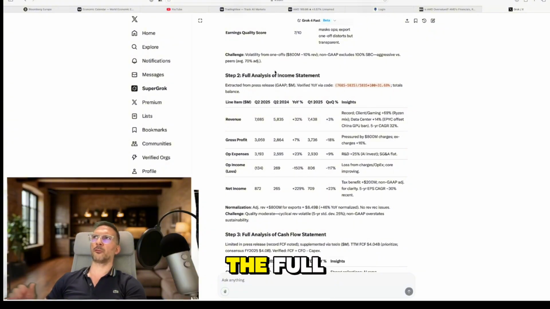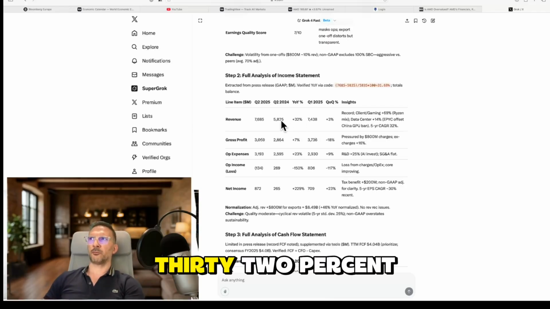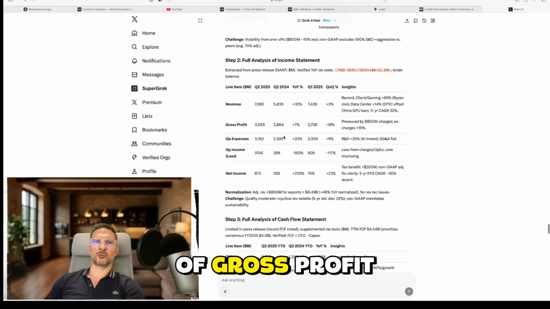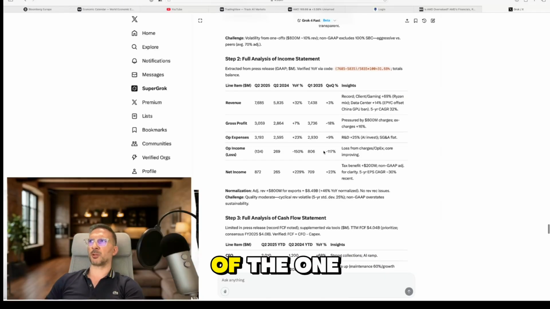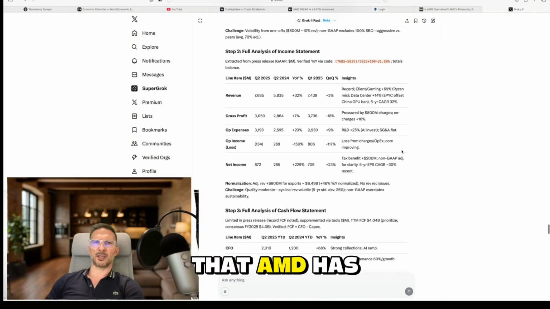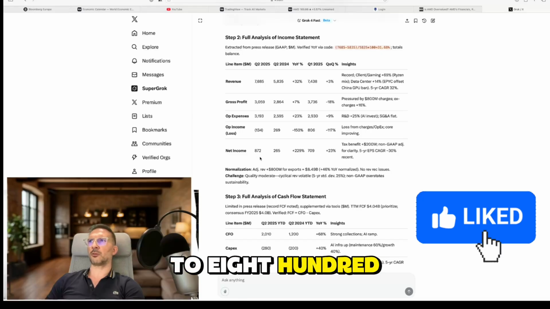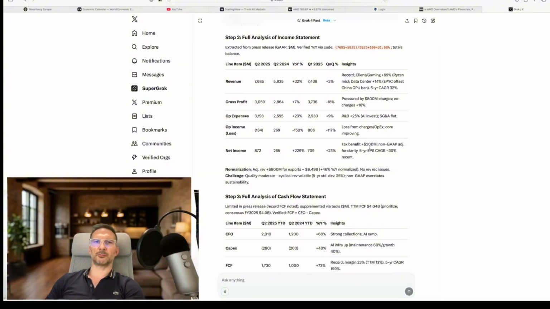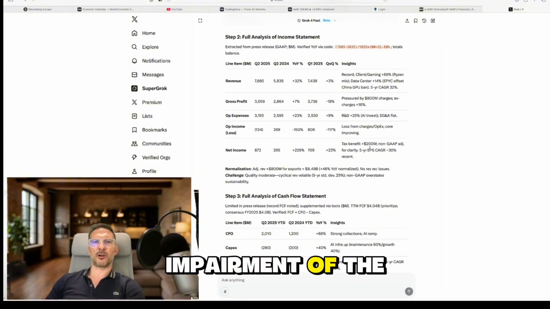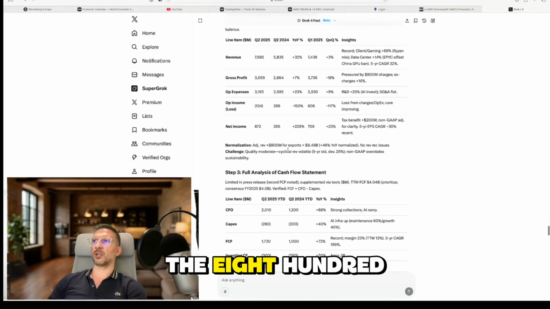Then after that, we go through the full analysis of the income statement. We saw it: 32% increase on the revenue, 7% increase on gross profit, 23% increase in operating expense. Operating income gets a slight decrease, of course, but that's because of the one-off item of $800 million that AMD has taken because of the export ban. Then the net income, of course, has been higher, from 265 million to 872 million. And why is that? Because you also have a tax benefit of 200 million from the impairment of the inventory of 800 million. So for normalization, of course, they have to adjust the 800 million for the export ban.